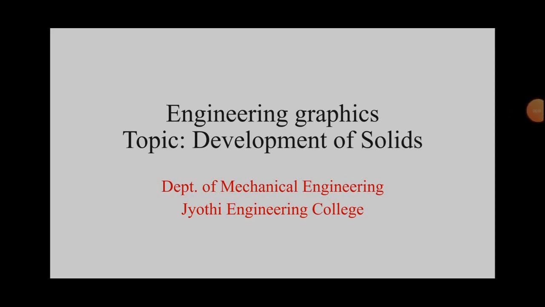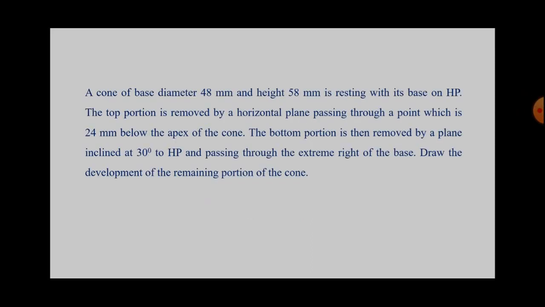Hi everyone. In this video lecture, we will solve a problem of development of solids. This is the question. A cone of base diameter 48 mm and height 58 mm is resting with its base on HP. The top portion is removed by a horizontal plane passing through a point which is 24 mm below the apex of the cone. The bottom portion is then removed by a plane inclined at 30 degree to HP, passing through the extreme right of the base. Draw the development of the remaining portion of the cone.